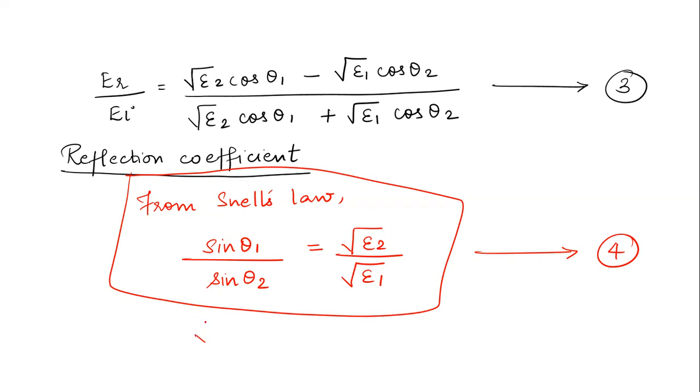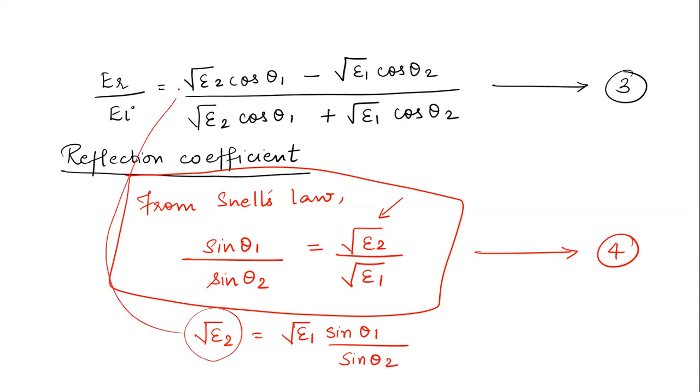Take root of epsilon 2 is equal to, what will it be? If I want this one, then take this on the other side. It will become root of epsilon 1 sine theta 1 upon sine theta 2. Okay. So now wherever these terms are there, one place, second place, I'm going to substitute this root of epsilon 1 sine theta 1 upon sine theta 2. So if I do that, what will I get?